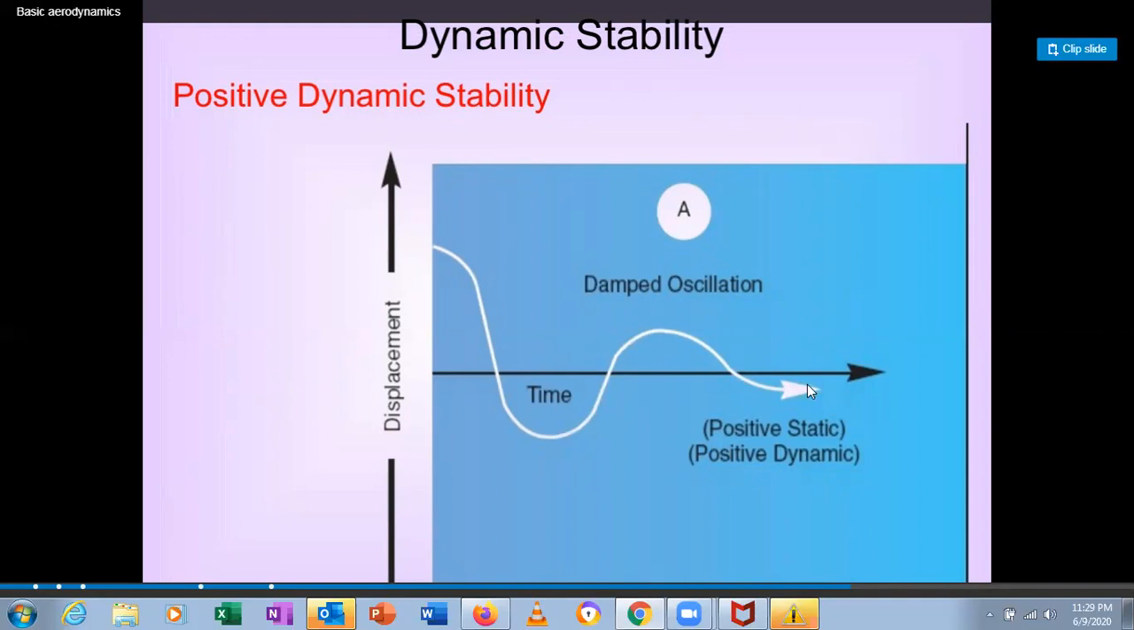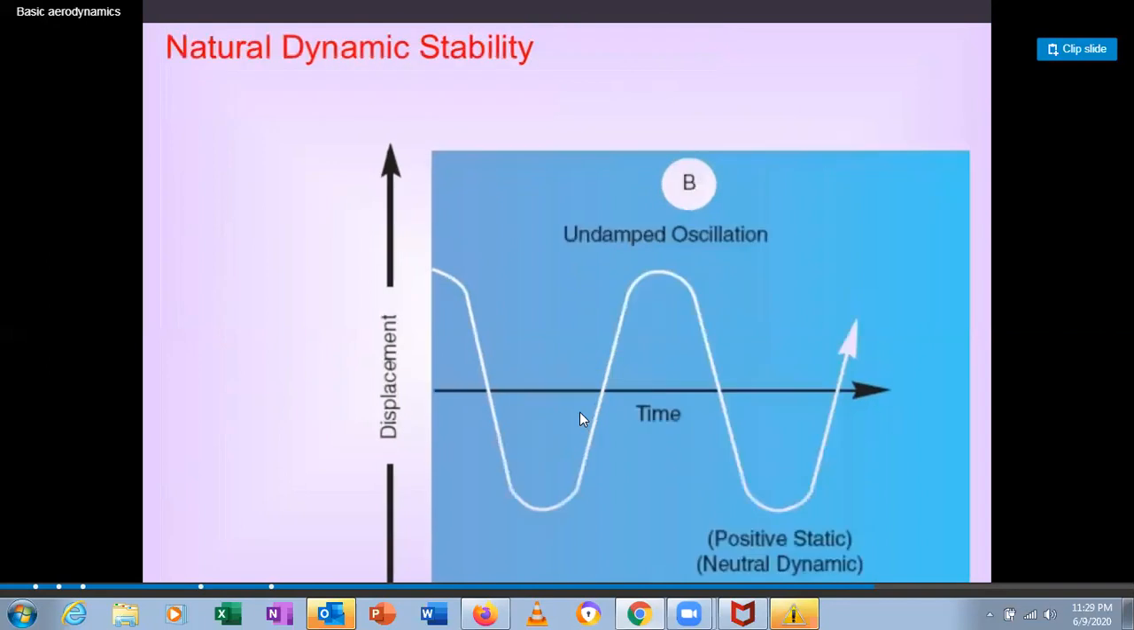This is called positive dynamic stability. And we can see here the displacement can be larger. It goes up and goes up, and again comes back to this upper level. It is called neutral stability, neutral dynamic stability.